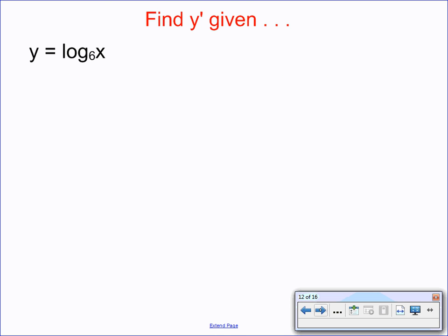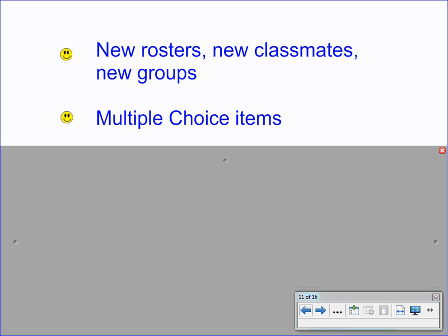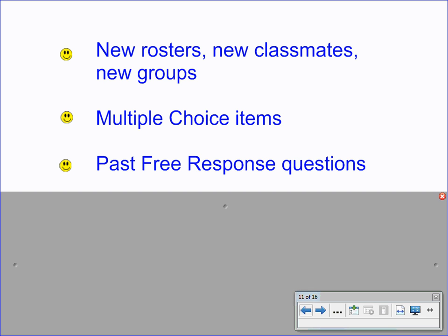But we got new rosters. We'll have new classmates and we'll have new groups, okay? So we'll have new groups for activities starting next class. We're going to be incorporating multiple choice items into some of our assignments, but also into our tests and quizzes. So we'll have some multiple choice items in accordance with the AP exam, where half of your score comes from multiple choice items. So we're going to begin integrating those in some of our exams, our tests and quizzes, which can be good and bad. And then we'll also include some past free response questions that have been released.